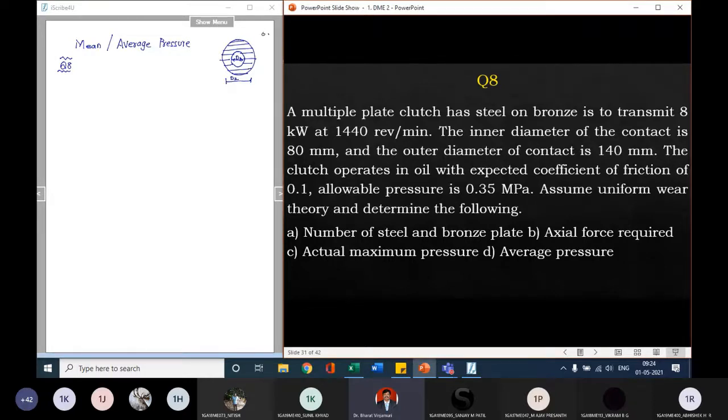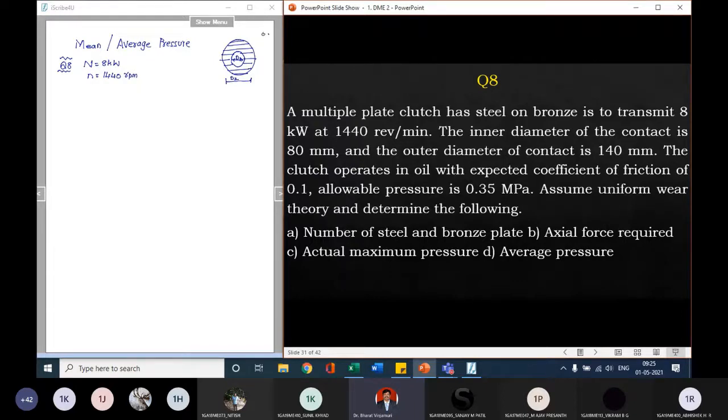Now, a multiple plate clutch. The type of clutch is multiple plate clutch, with steel on bronze. What does it mean? It means the flywheel is made of steel and there is a bronze friction plate. It is to transmit 8 kilowatts at 1440 RPM. So capital N, the power, is given as 8 kilowatts, and small n is 1440 RPM.